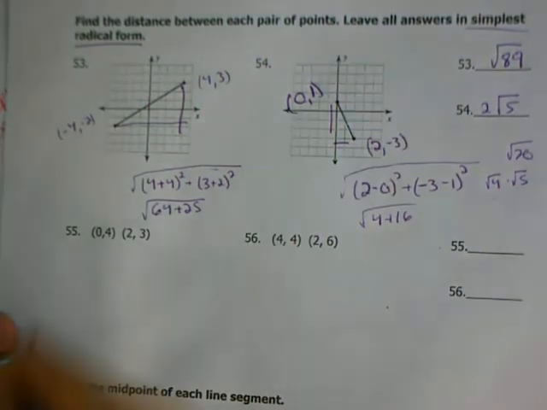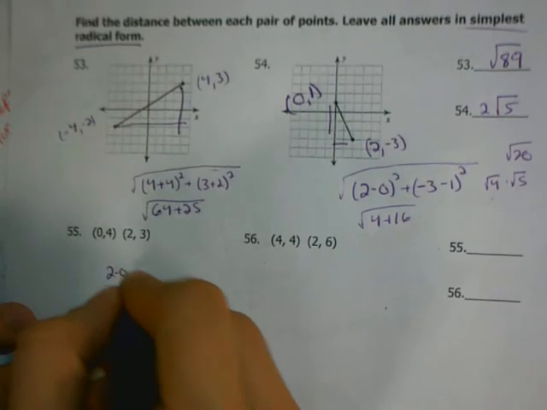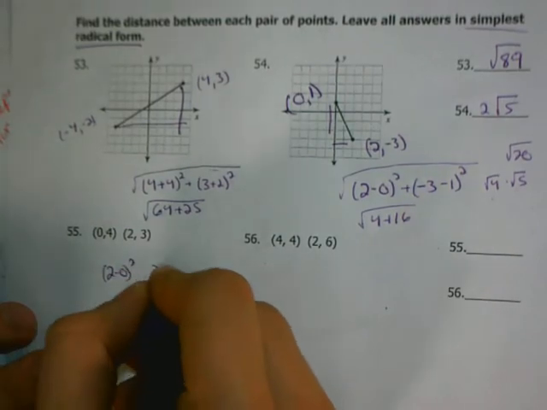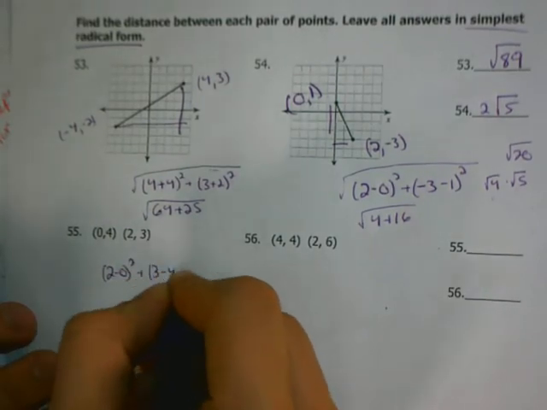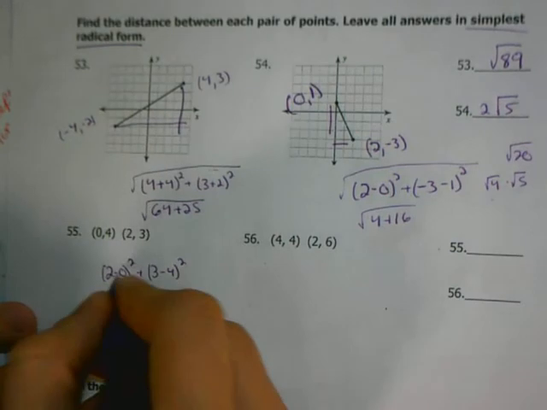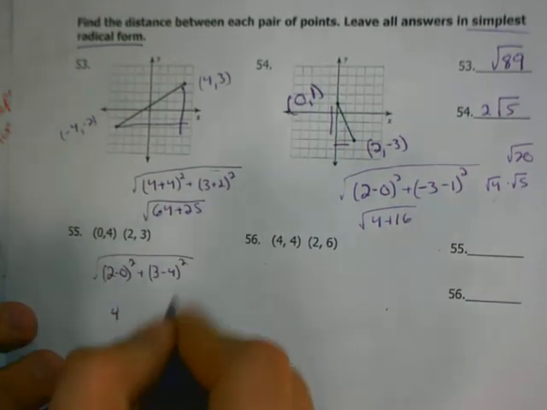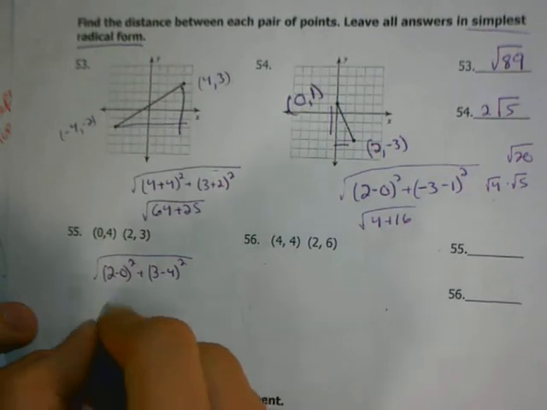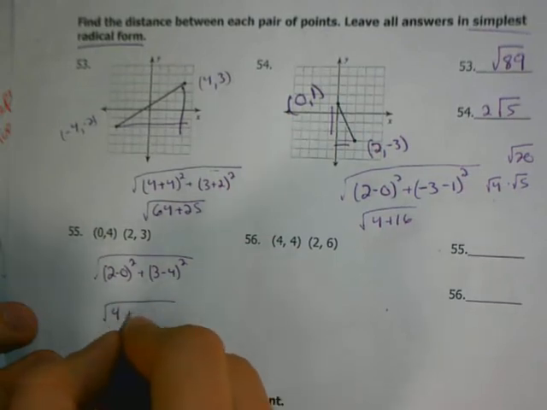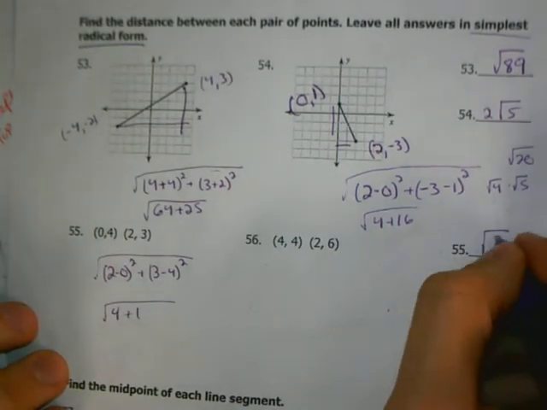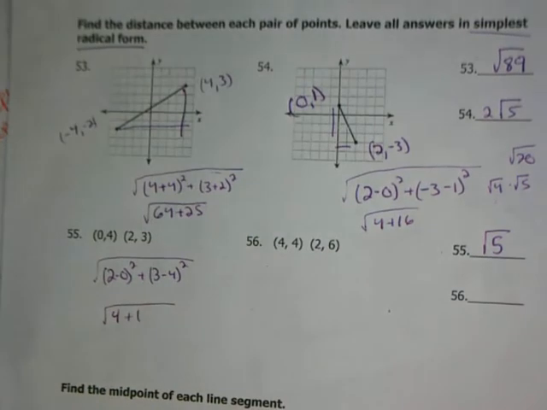Next one. 2 minus 0 is the difference in my x's. 3 minus 4 is the difference in my y's. So 2 squared is 4 right here. And -1 squared is 1. That's going to leave me straight up square root of 5. Don't have to do anything to it.